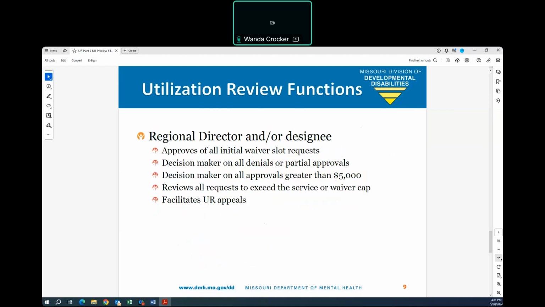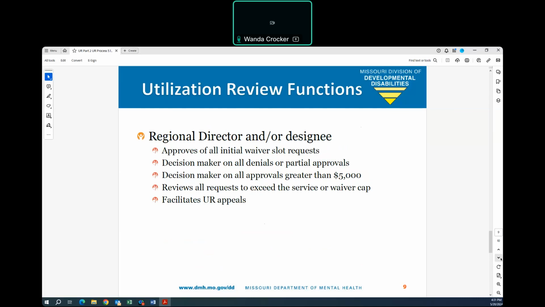So then it goes to the next level. If it qualifies for those recommendations by the UR lead, if they don't have the ability to approve it themselves, it goes to the regional director or designee who approves all initial waiver slot requests. They're the decision maker on all denials and partial approvals. They're the decision maker on all approvals greater than $5,000. They review all requests to exceed the service or waiver cap, and they facilitate the UR appeals.